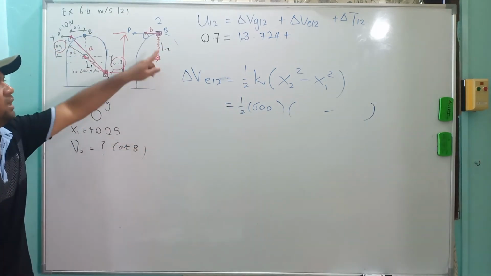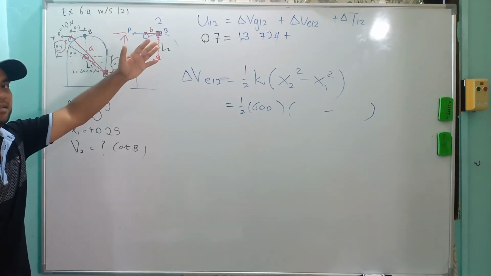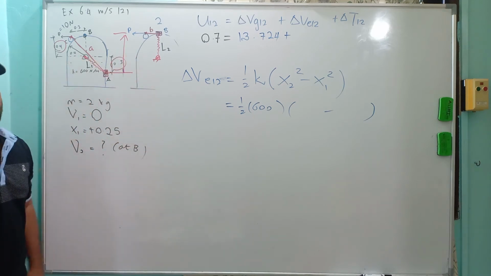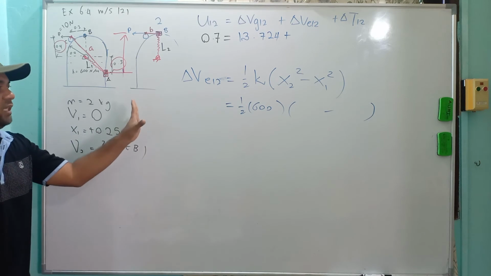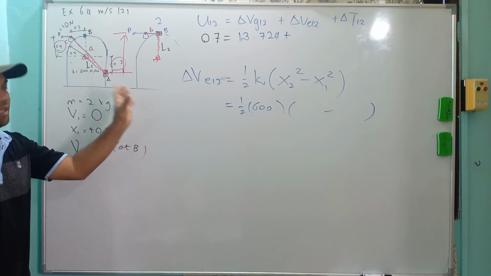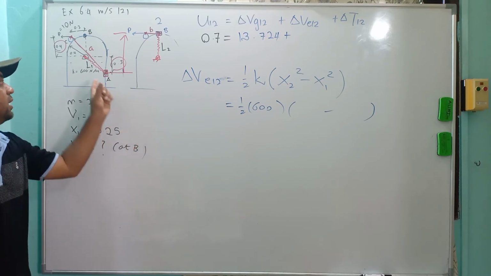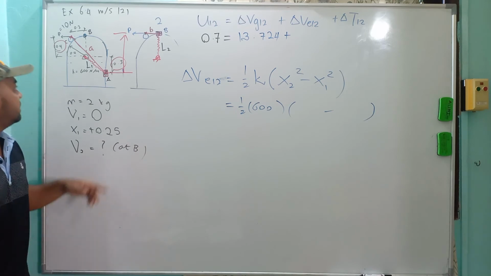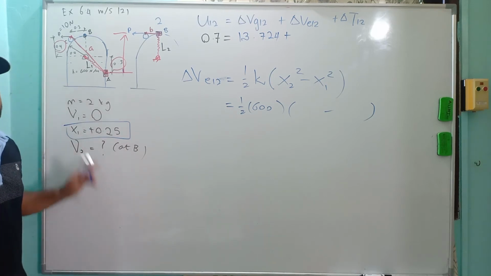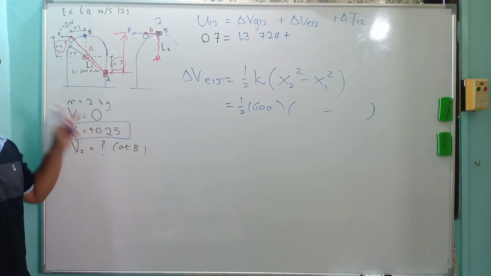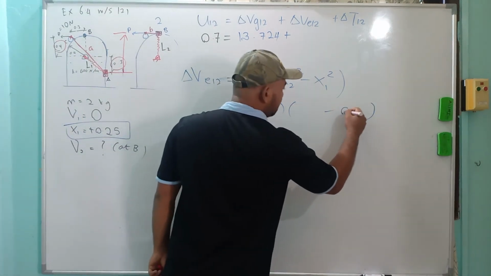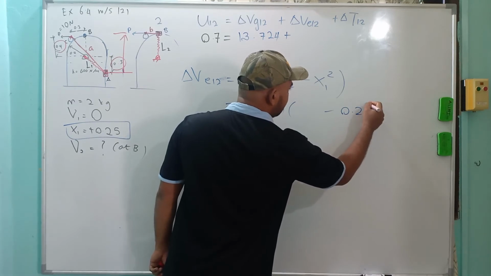So what is x? L2 minus L will be x2. L1 minus L will be x1. So actual length minus original length, without any force, and then you get the deformation. But in this question, it already says that at position 1 the spring is stretched 0.25 meter. This is the x1 actually. So you put directly x1 as 0.25.